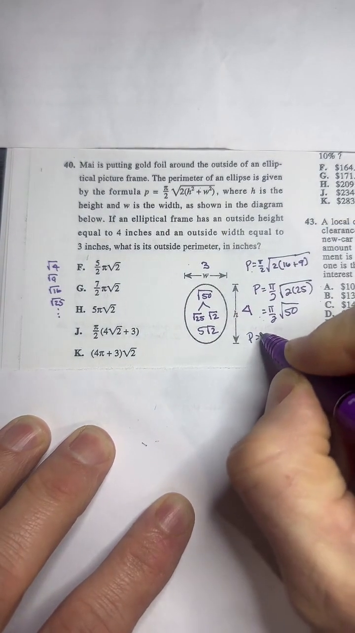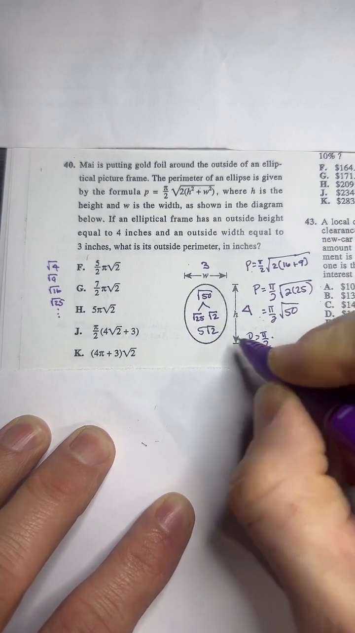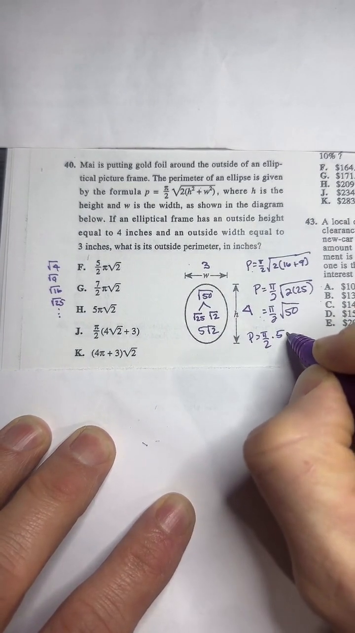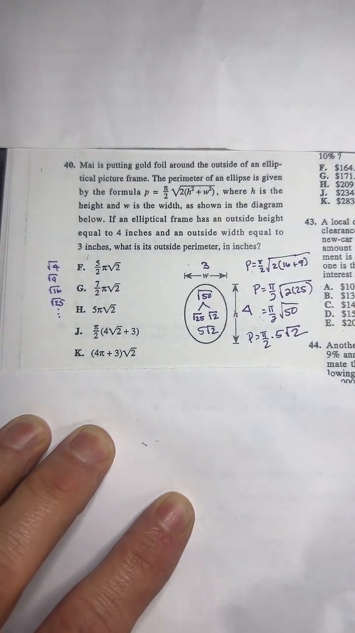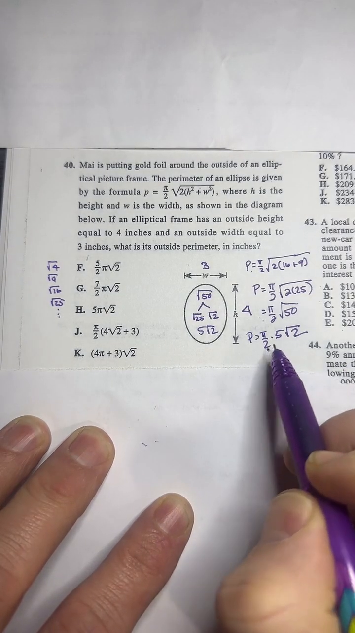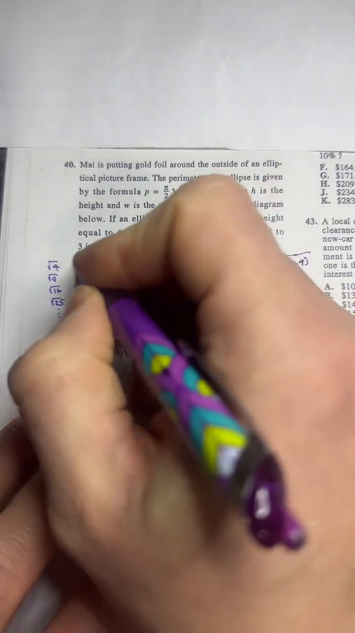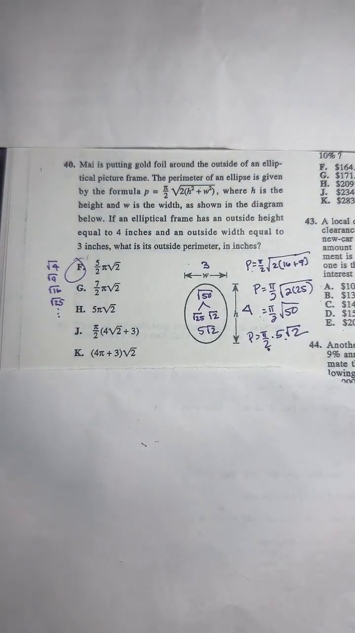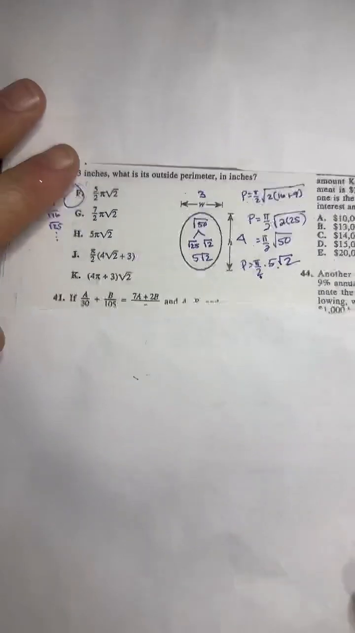So my perimeter is pi over 2 times 5 root 2. All right, so my answer is 5 pi over 2 root 2. So that is letter F. All right, don't be one of those people who skips this problem just because it's got a ton going on.